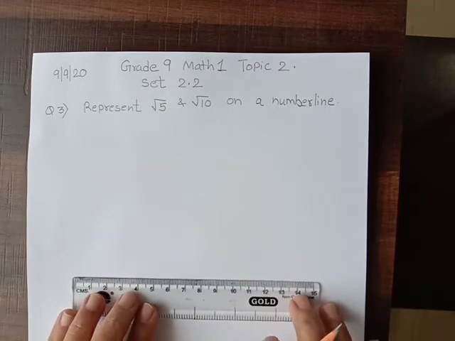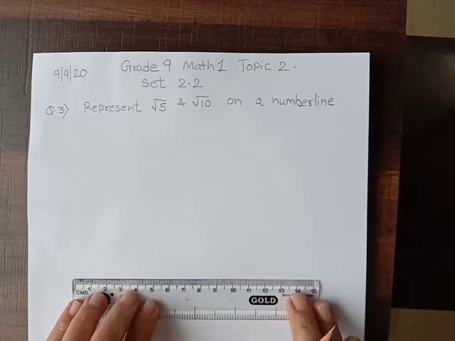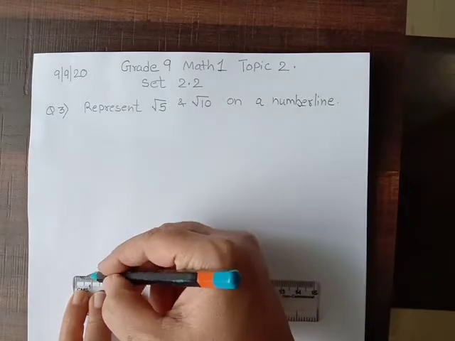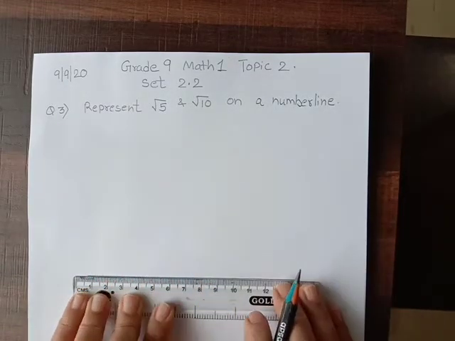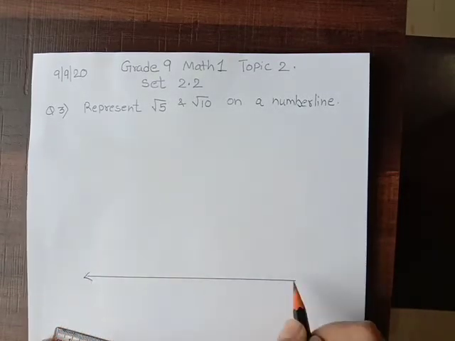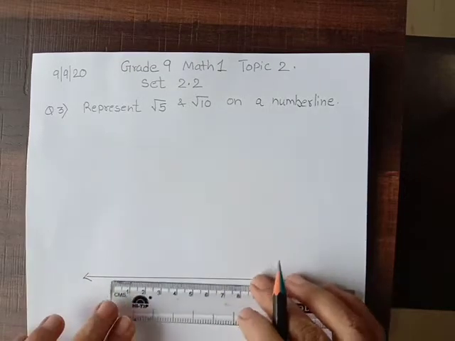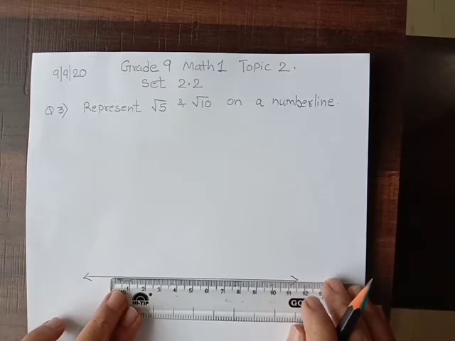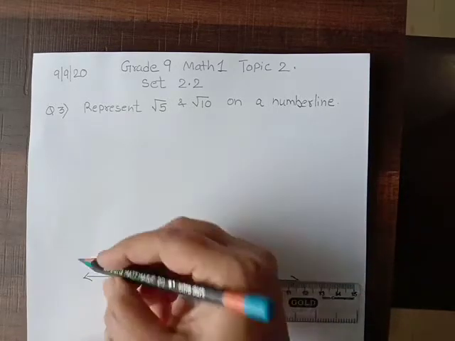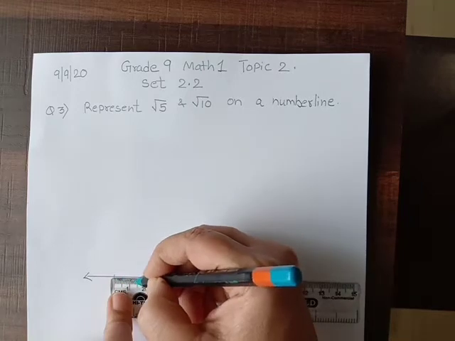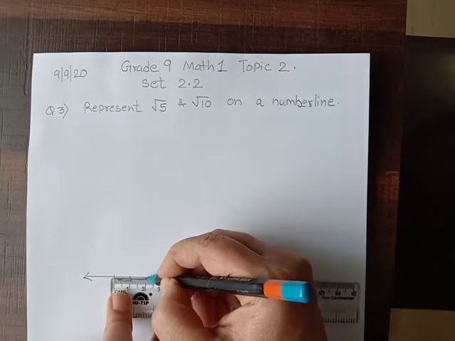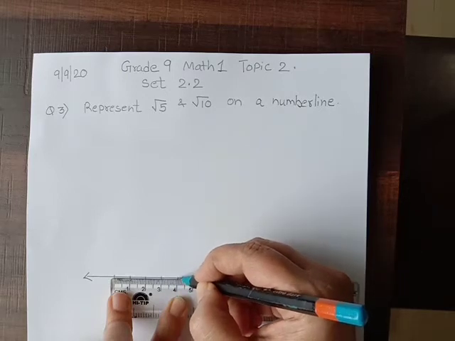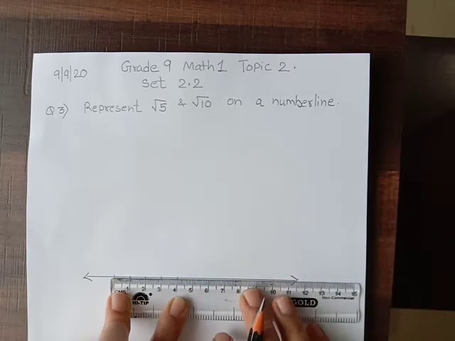First, I am going to draw a line. So I have drawn a line over here. Okay, now let me mark the markings as per my convenience. I am starting from here. So this is your 0, 1 centimeter, 2 centimeter, 3 centimeter and 4 centimeter.